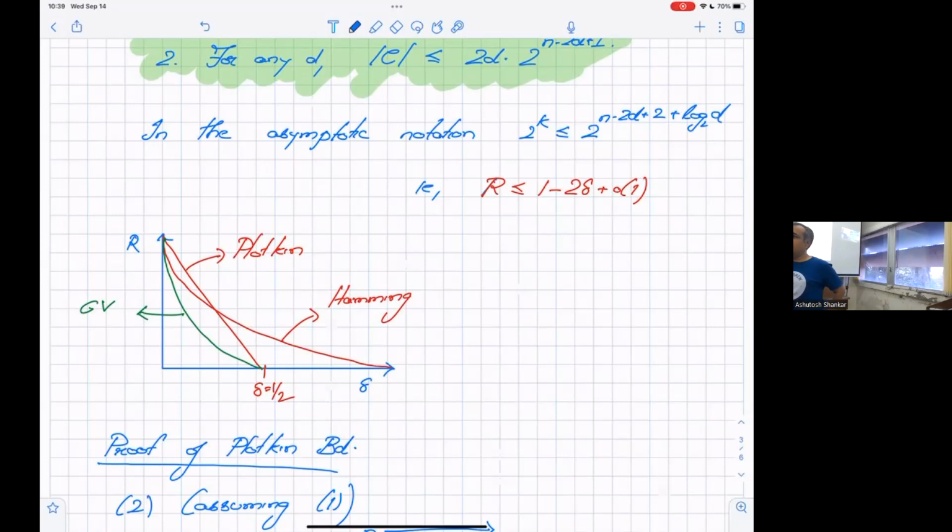And that's going to be our final bound, which we will do. It's called the Elias-Bassalygo bound, which is going to be better than the Hamming bound and the Plotkin bound at every point. Therefore, it will be another convex curve starting from there to here and lying below the Hamming bound.